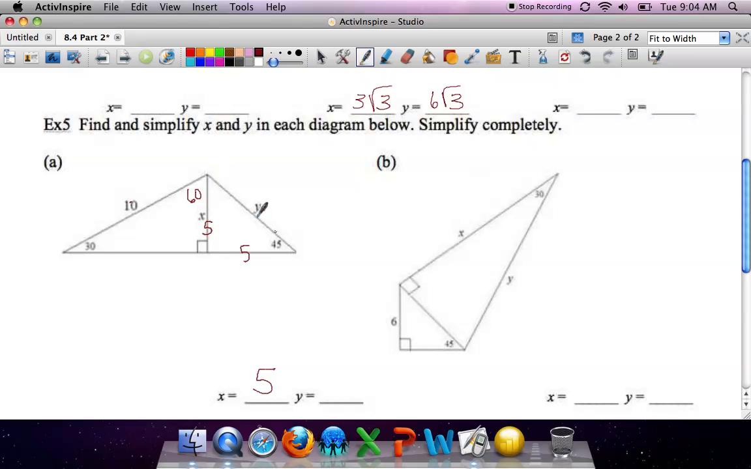Y is the hypotenuse of a 45, 45, 90. From last class, we learned that it should be 5 root 2. The hypotenuse is root 2 times the sides in an isosceles right triangle.